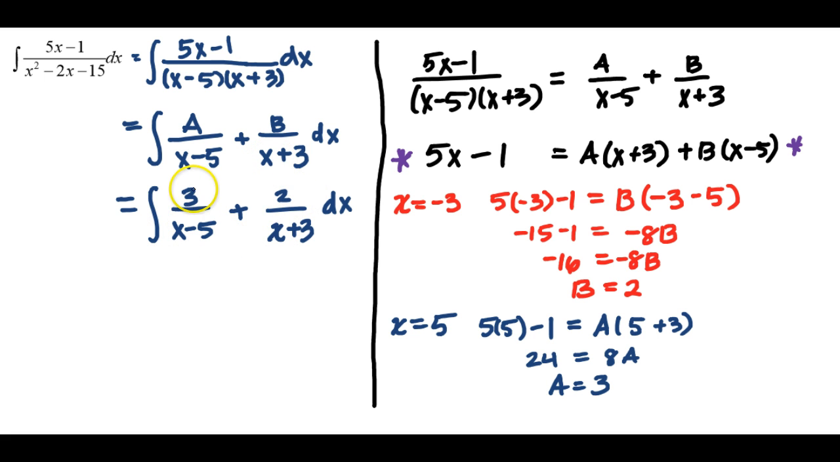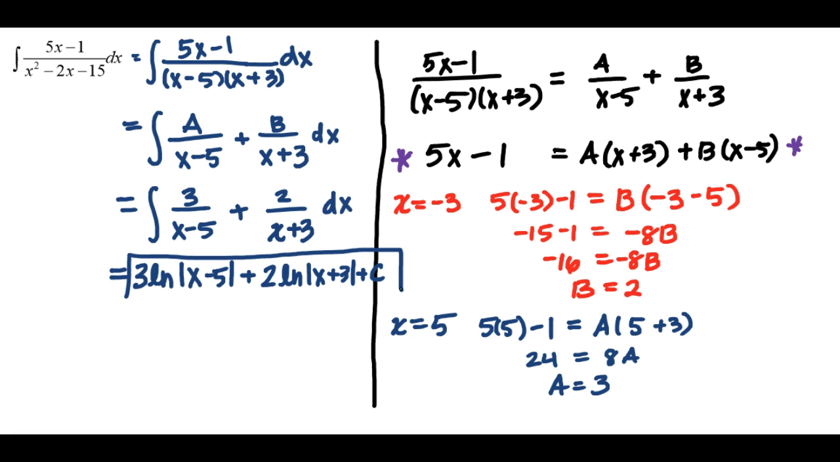Now the 3 and the 2 are just constants, so they're going to be in front of each of their own natural log functions. In other words, this left part is going to become 3 times the natural log of x - 5, plus, and then this right part, when I integrate this, the 2 is going to be the constant in front, the natural log of x + 3, and then plus C. So now the sum of these two natural log functions is my answer.